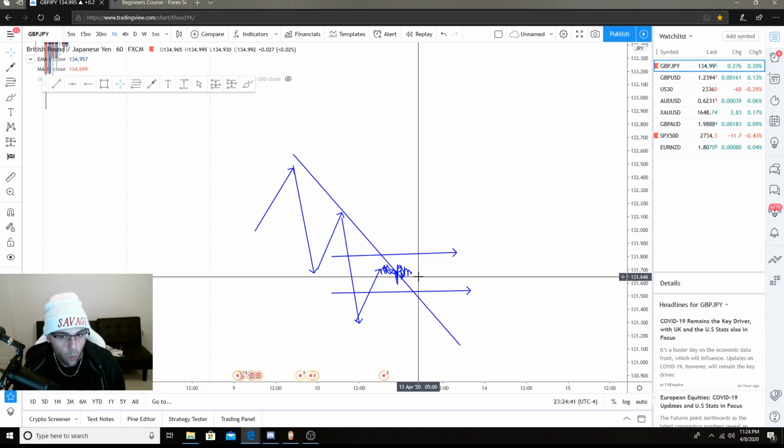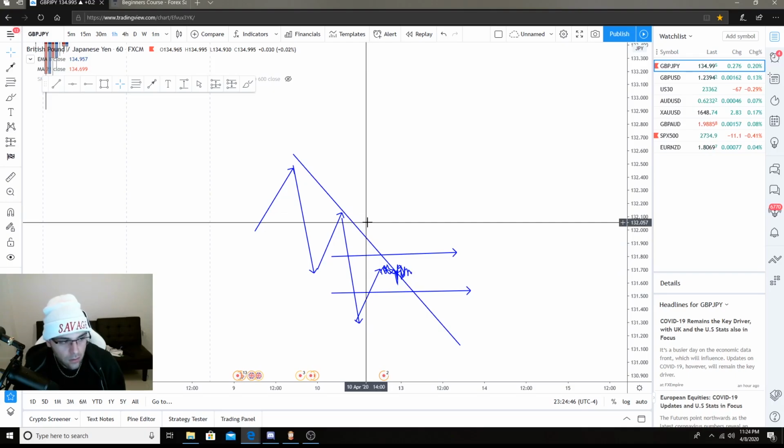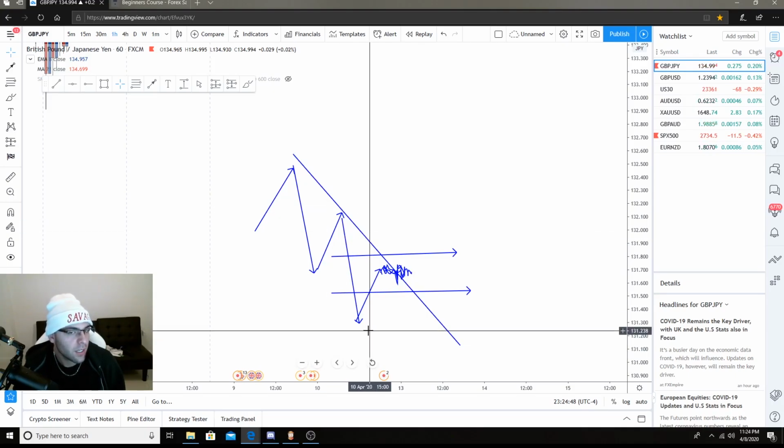So would you take a Fibonacci sell knowing that we are breaking out of the channel, even though the market structure is kind of going to the downside? In my opinion, I would not.